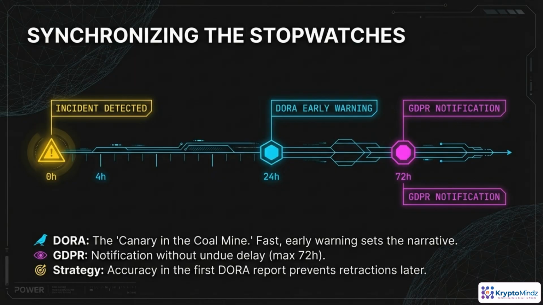When an incident occurs, several clocks start at once. DORA effectively forces you to raise your hand first, often within about a day. It acts as the early signal. You set the initial narrative for financial supervisors. GDPR's without undue delay and 72-hour maximum then apply for personal data impact. Your process should connect these timelines so one assessment feeds both regimes. The crucial point is accuracy in that first DORA report. A careful, fact-based early warning avoids embarrassing corrections and helps keep your credibility intact.